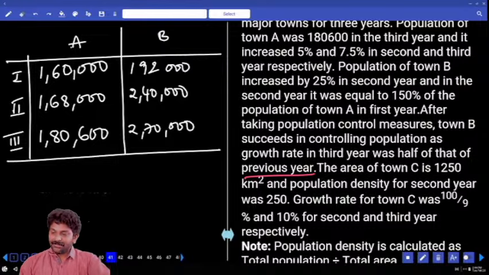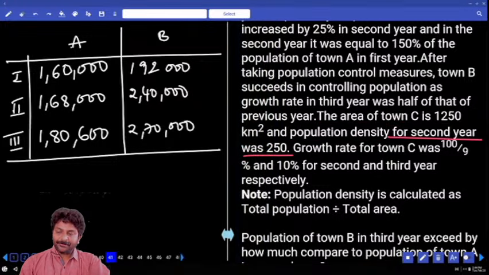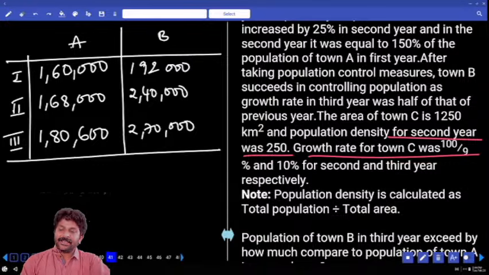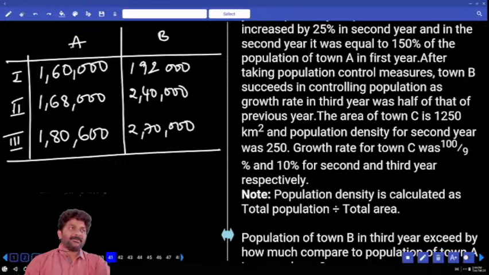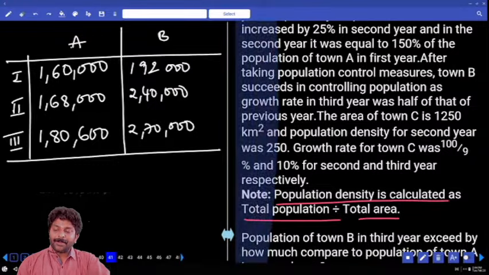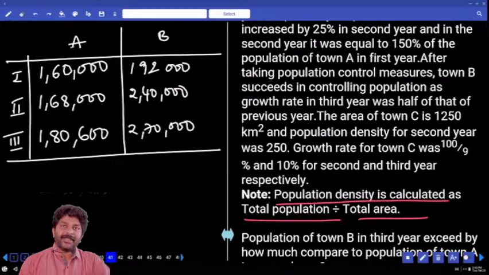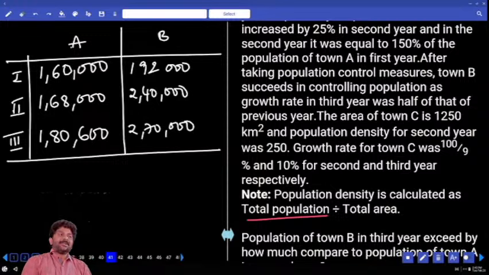2,70,000. Yes? Next. The area of town C is 1,250 square kilometers and the population density for second year was 250. Growth rate for town C was 100/9% and 10% for the second year and third year respectively. Okay. So now we don't have clarity on population density. Population density is calculated as total population by total area. Right. From this, can I write total population is equal to density multiplied by area?